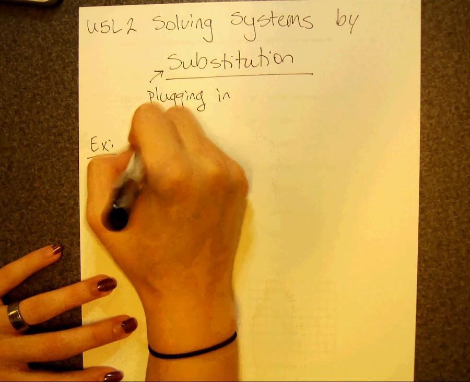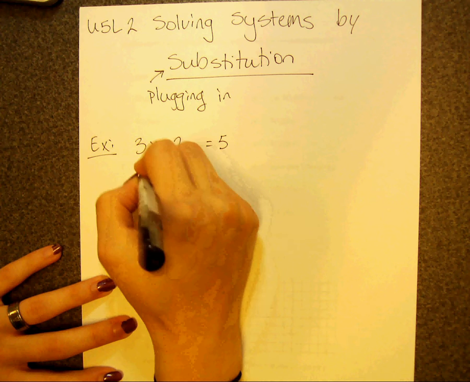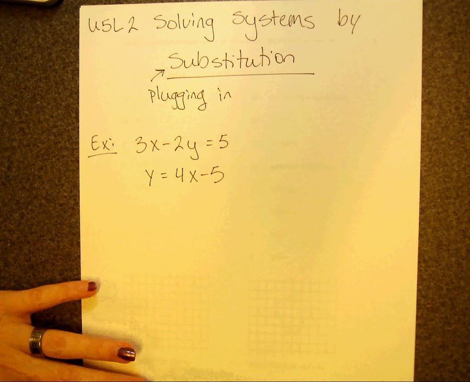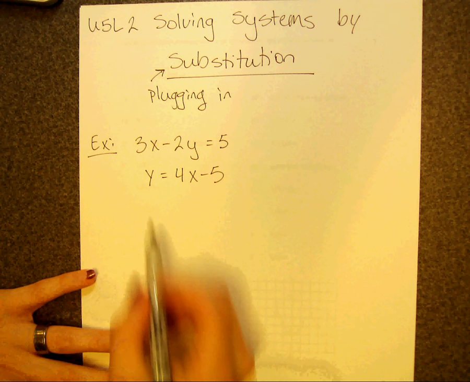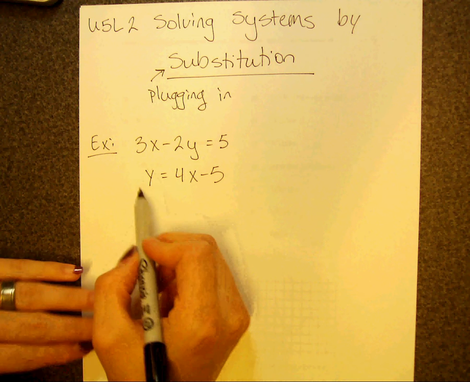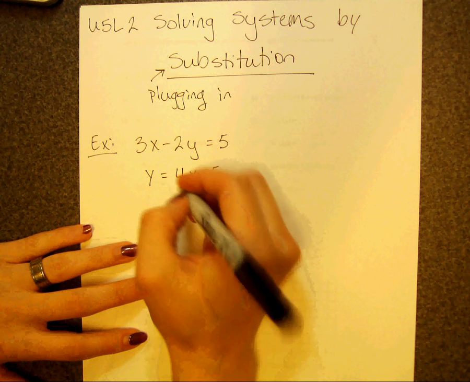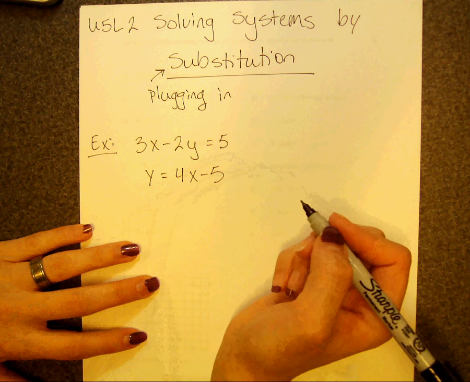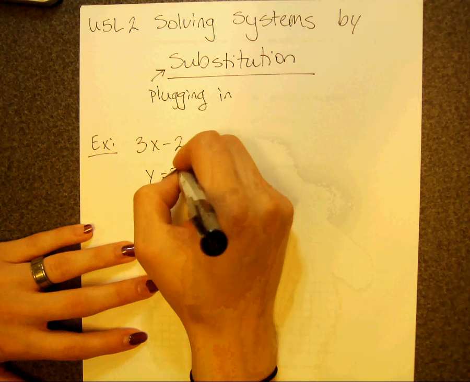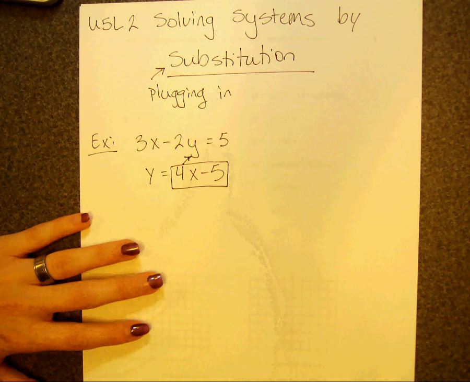1. Let's say I have 3x minus 2y is equal to 5, and y equals 4x minus 5. Now this one is already set up for substitution, meaning I have one of the variables already solved. It's already by itself. I know that y is the same thing as 4x minus 5, and so I'm going to take 4x minus 5 and substitute it in to where y is in the other equation.